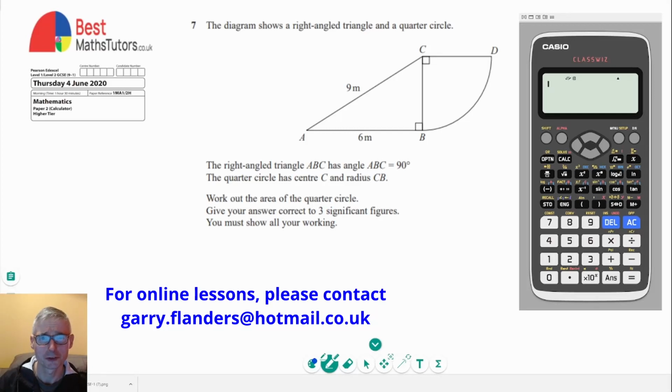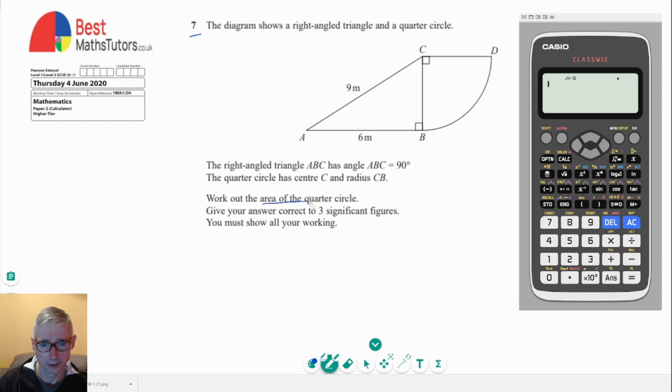Continuing with Edexcel's higher tier paper 2 from 2020, this is question 7, and it's a question involving Pythagoras and also area of a circle. What we're asked to do ultimately is work out the area of the quarter circle here, and we're also given that we've got this right angled triangle and we're given 2 of the sides of it. We've got to give our answer ultimately to 3 significant figures.